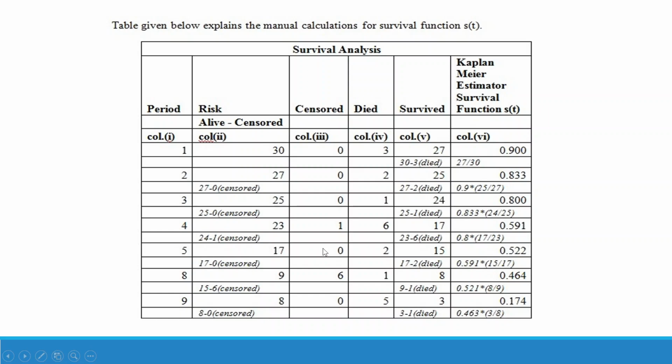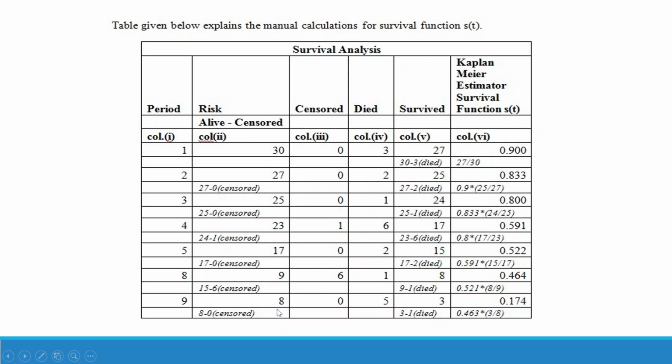Fifth time period, 17 are alive, no censored. Okay, there is no censored here. 2 died, so 15 divided by 17. Now here, you just see here, 6 censored. So 15 minus 6, that is 9. 1 died, so 8 divided by 9.